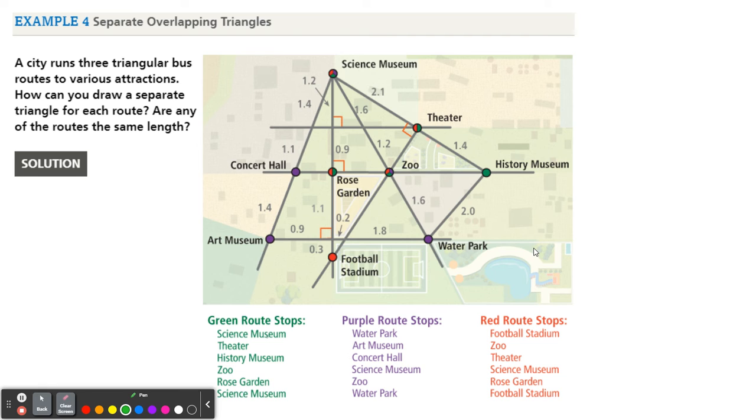So the green route stops. It's going to start at the Science Museum, right? So there's the Science Museum. It's going to go to the theater. It's going to go to the History Museum. It's going to go to the zoo. It's going to go to the Rose Garden and back to the Science Museum. So it is this picture right here.